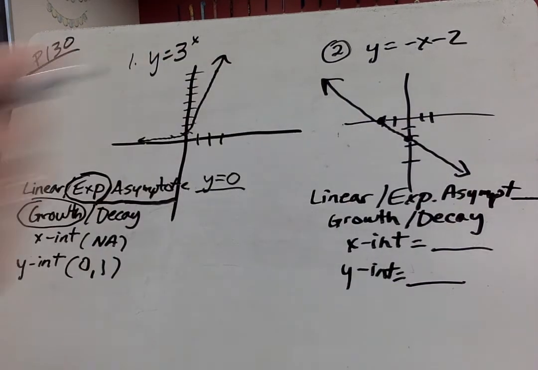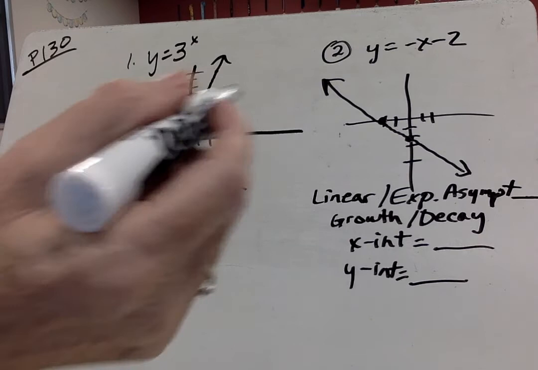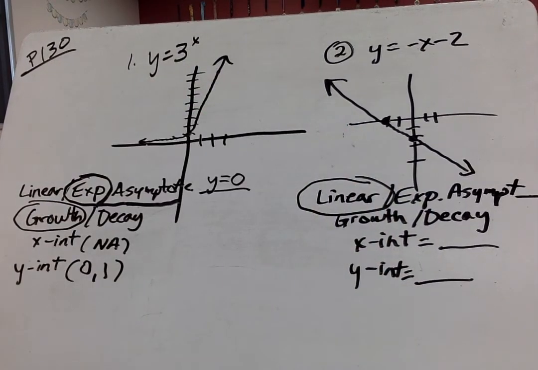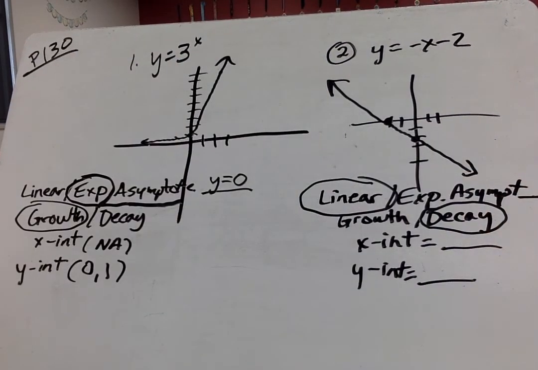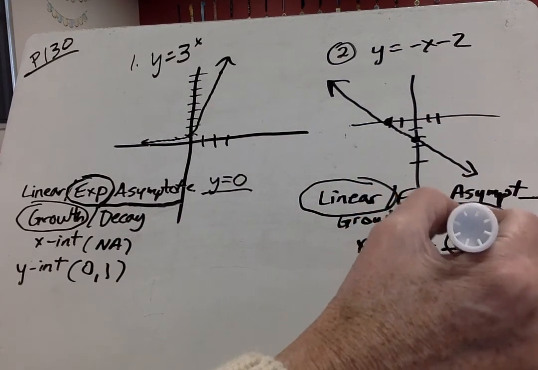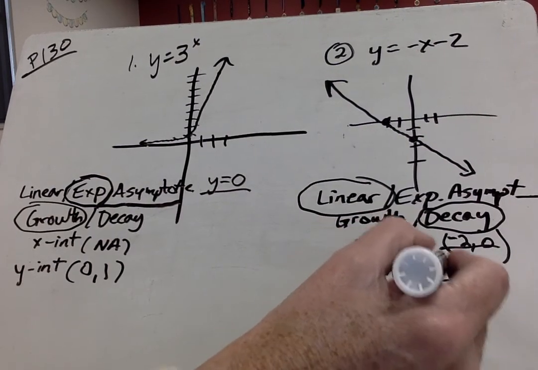Next, this one. Oh, y equals negative x minus 2. It goes down and to the right, and it's linear because it's a straight line. Growth or decay, it's going down and to the right, so it's a decay graph. X-intercept, it crosses the x-axis at negative 2, 0. Crosses the y-axis at 0, negative 2.